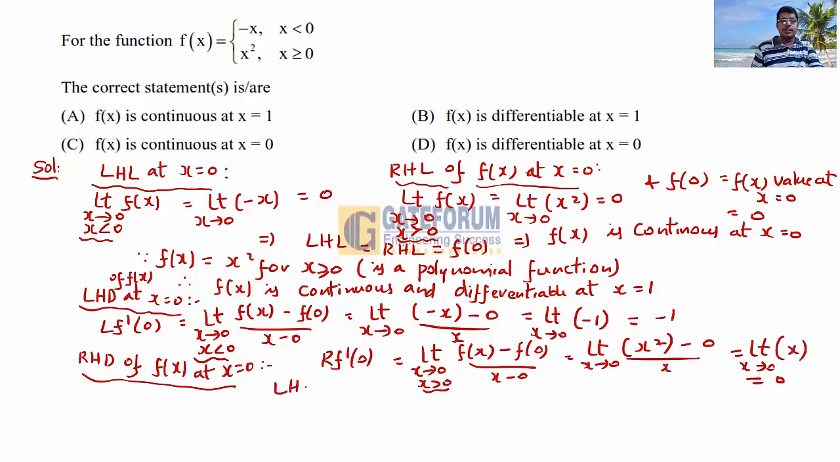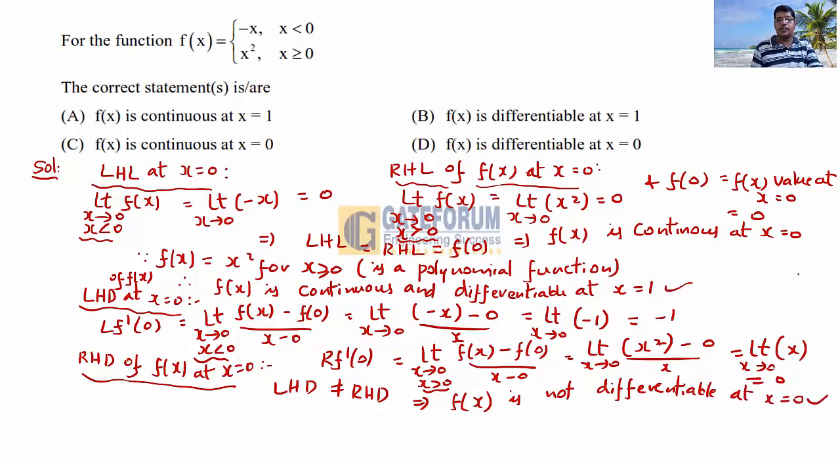So LHD at x equal to 0 not equal to right hand derivative RHD at x equal to 0 implies f of x is not differentiable at x is equal to 0. With this statement and with this statement, continuous at x equal to 0 and at x equal to 1, differentiable at x equal to 1. So this is not true. Okay. So therefore, A, B, C are correct.